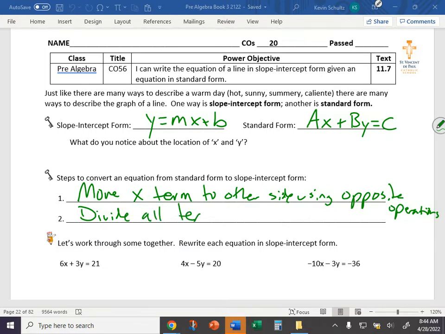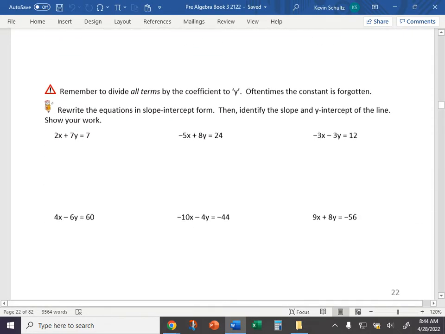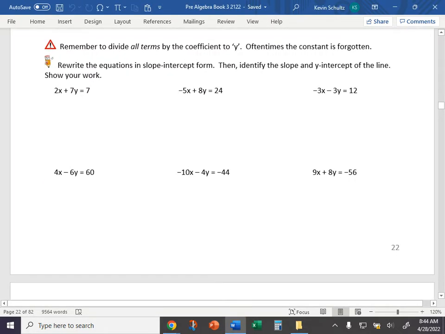Divide all terms by the coefficient to y. Okay, so if you don't have those steps, get them down. That's what we're going to be practicing today. Okay, so if we did the first couple together, I mentioned to you it's important to show work, especially to get those signs. It's very easy to lose signs here.